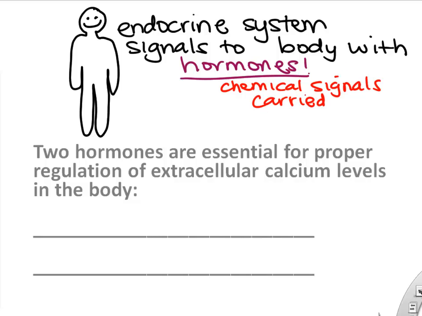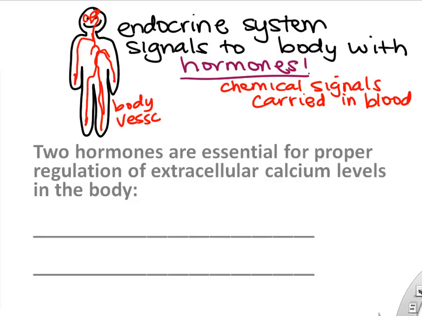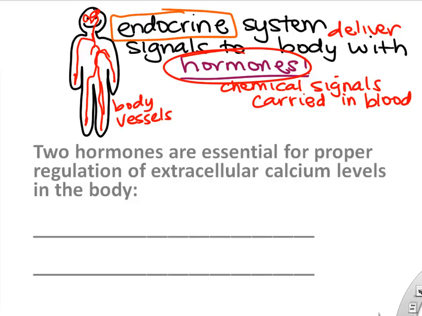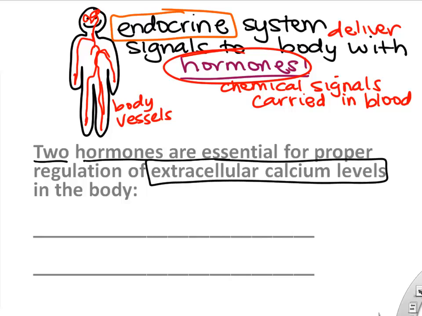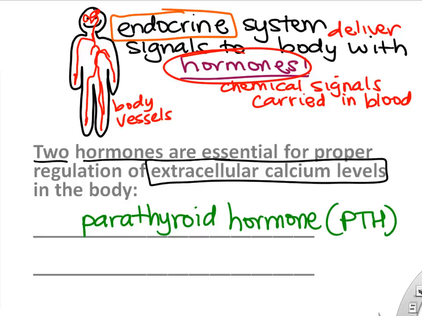Hopefully you remember that hormones are chemical signals carried around the body in the bloodstream. So if you make a hormone, it'll circulate around your entire body in your blood vessels. And so the endocrine system's all about hormones and signaling to the body. We're going to just look at two hormones that are critical for extracellular calcium regulation. The first hormone is called parathyroid hormone, or PTH for short. It's made by these little teeny tiny glands in your neck, right by your thyroid gland.